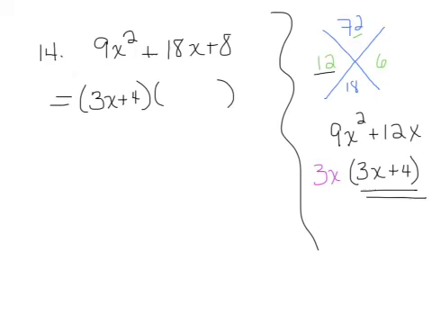Now I just have to figure out what my other factor is. Well, I know in my first term I need to get a 9x squared. 3x times 3x gives me a 9x squared. I need to get an 8 in my last term. 4 times 2 will give me an 8. And if I check, my insides give me 12x, my outsides give me 6x, and that gives me 18. Your insides and your outsides always give you these numbers right here that you found. Okay, so that was not so bad, huh?